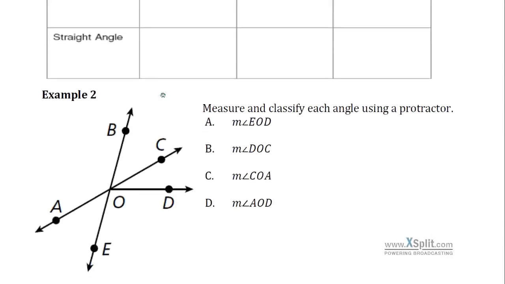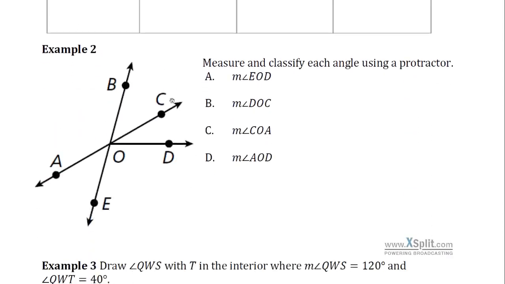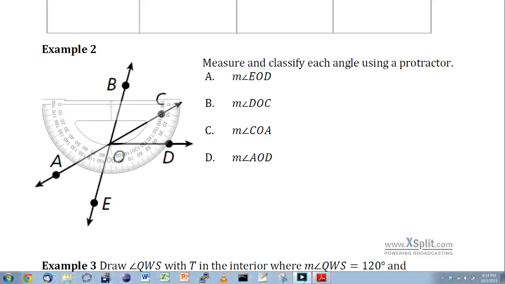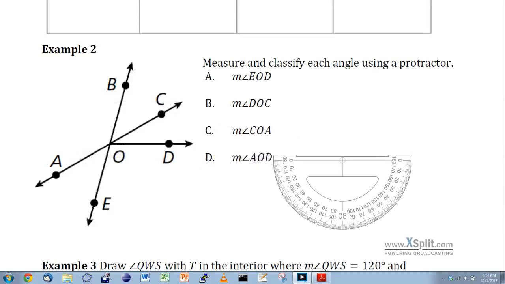Let's look at building some of these angles, and particularly measuring some of them. Suppose we want to measure angle EOD. That references this angle down here, E to O to D. I want to know how big that angle is. Eyeballing it right away, I would approximate that it is maybe 100 degrees. It's at least larger than 90.